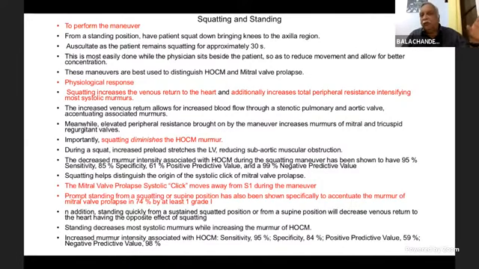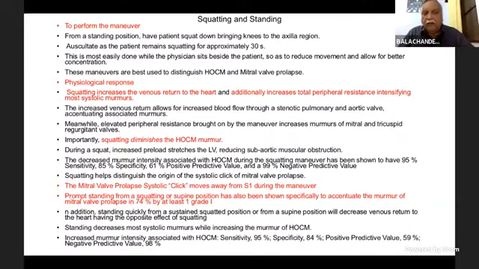So from a standing position, have the patient squat down, bringing the knees to the axillary region. That's important because you have to produce an isometric exercise and increase the SVR. Auscultate the patient as the patient remains squatting for approximately 30 seconds. That's why they say that the physician should sit beside the patient. And these maneuvers are best used to distinguish HOCM and mitral valve prolapse. So as I said, squatting will increase the venous return, increase the SVR, and diminish the HOCM murmur, and there is an increased preload which stretches the LV and reduces the subaortic muscular obstruction.